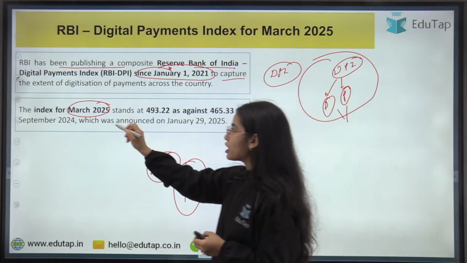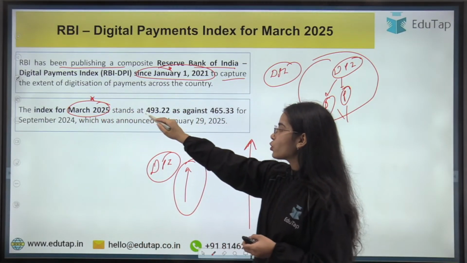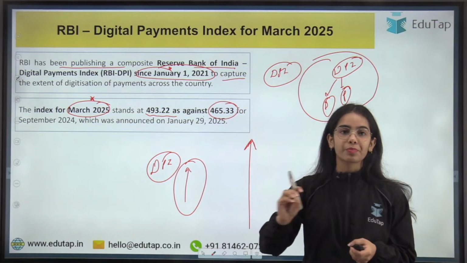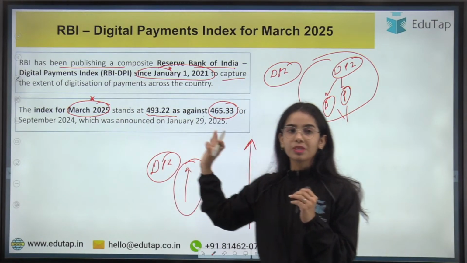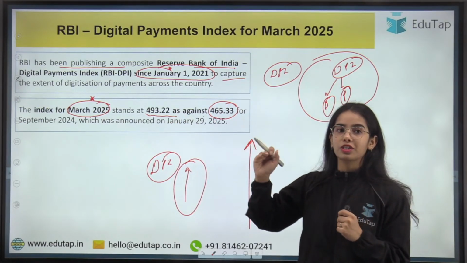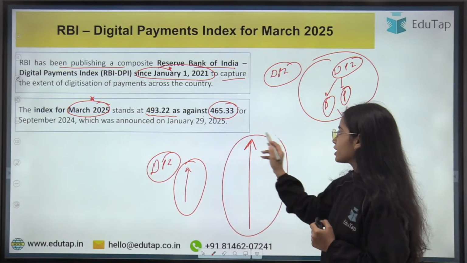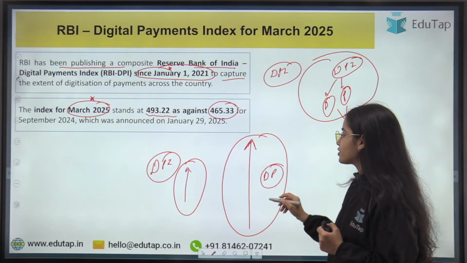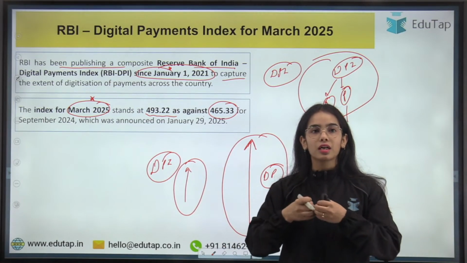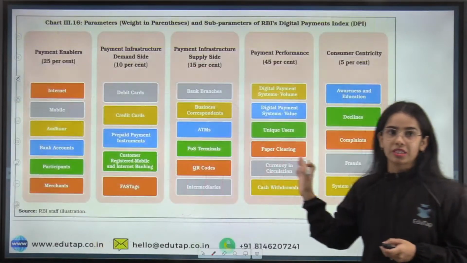The Digital Payment Index for March 2025 stands at 493.22 as against 465.33 for September 2024. So from September 2024 till March 2025, there is an increase in the value of the Digital Payment Index, and this shows that digital payments are increasing, there is further deepening and penetration of digital payments, and the digitization of payments is improving across the country. So this is the basic idea.